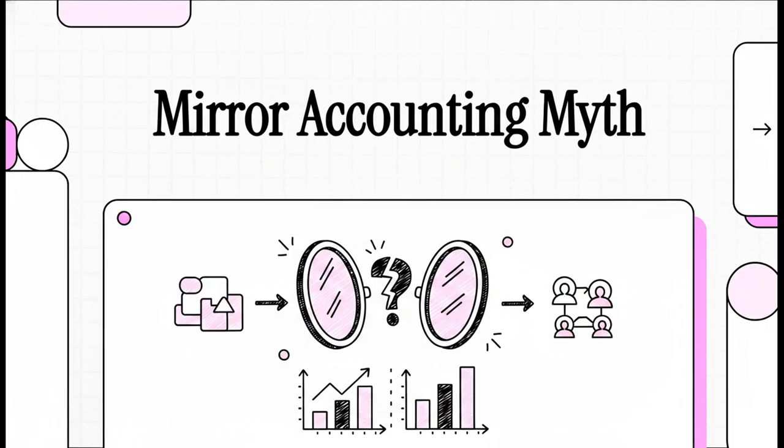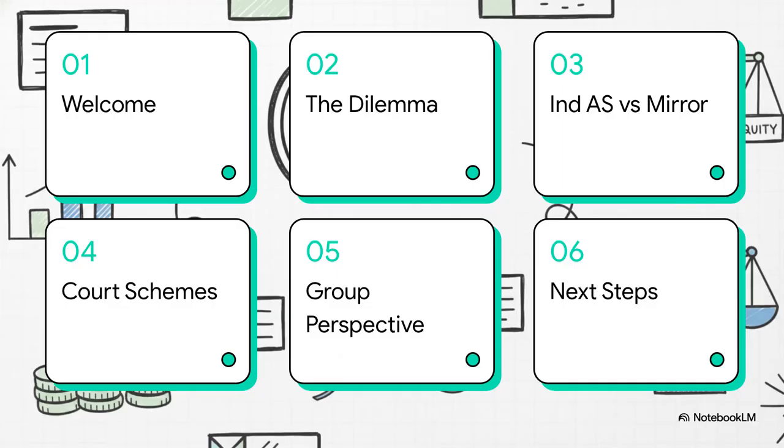I am so thrilled you're tuning in today because we are about to completely dismantle a massive accounting myth that has been confusing financial professionals and investors alike. We're talking about mirror accounting in the context of common control business combinations. Now, I know it sounds dense, but I promise you, by the end of this explainer, you're going to see exactly how these numbers play out and why getting this right is absolutely critical for financial transparency. Okay, let's dive into this.